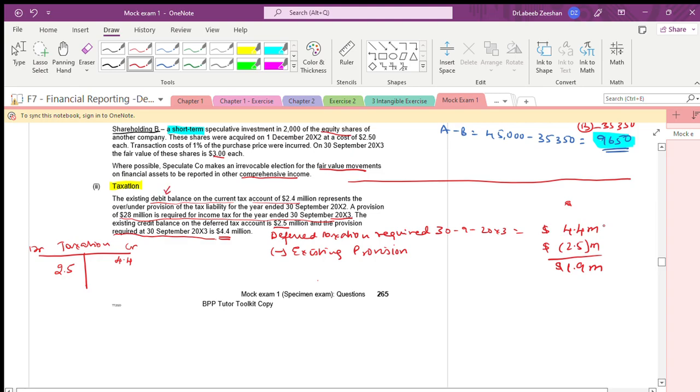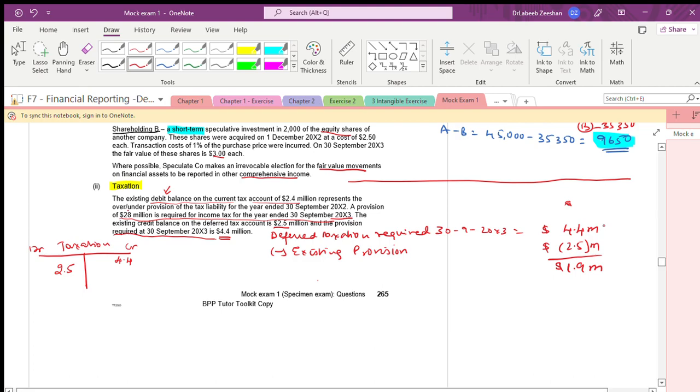If there is a debit balance, it is under provision. Is it right? It is an under provision. If it is a credit balance, it is an over provision. Is it right? That means what you have to add?